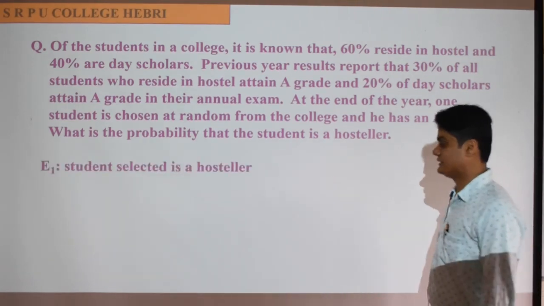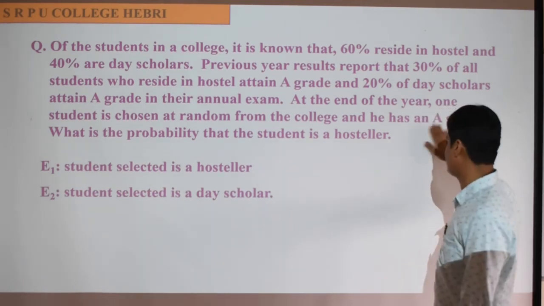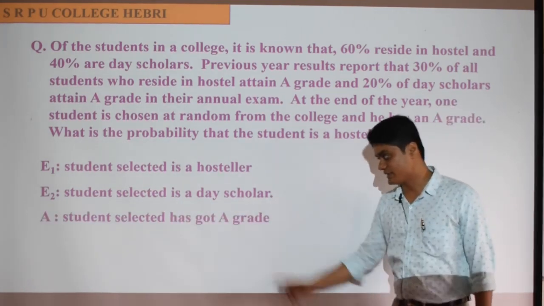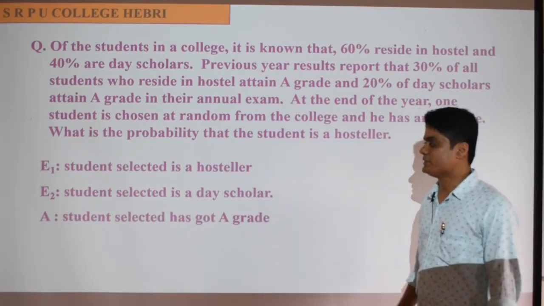Student selected as a hostelier. Okay, student selected is a day scholar. What is event A? Student selected as A grade. Okay, student has A grade. Okay, so this is E1, E2, A. Can you tell me what is the probability of E1?